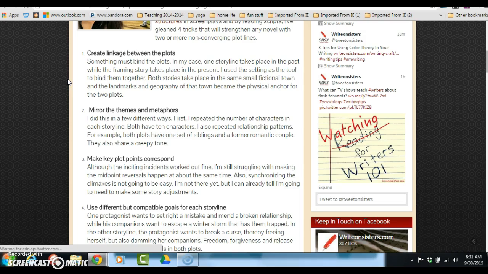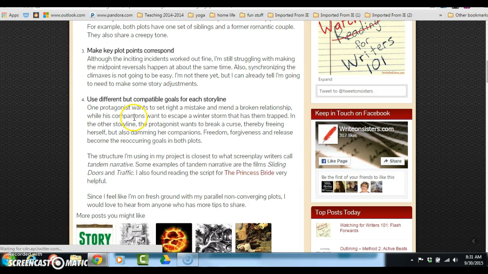Make key plot points correspond. So you want to synchronize so that they both have the climax happen at the same time. You want to make sure that both plot lines have something dramatic happening around the same time.